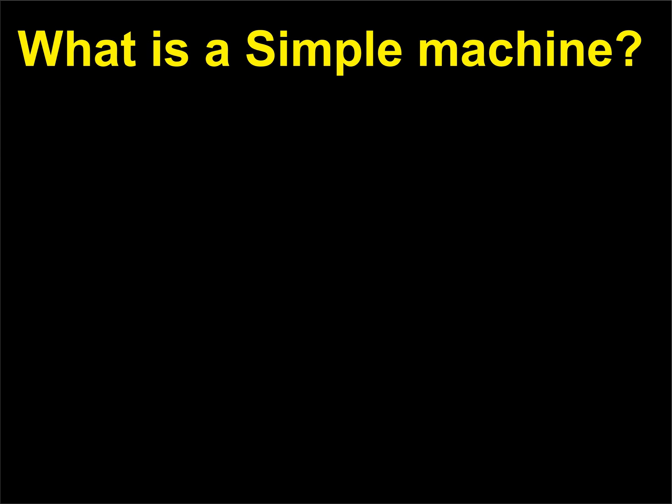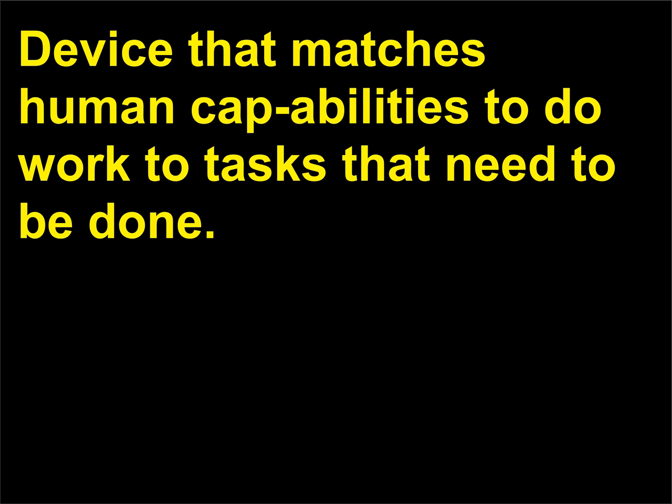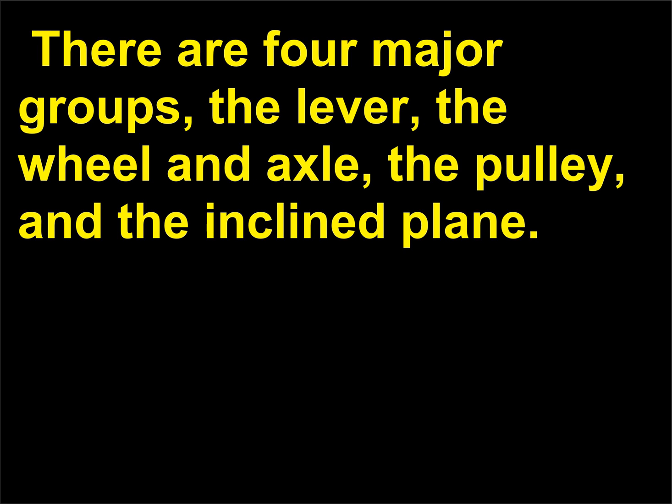What is a simple machine? Device that matches human capabilities to do work to tasks that need to be done. There are 4 major groups: the lever, the wheel and axle, the pulley, and the inclined plane.